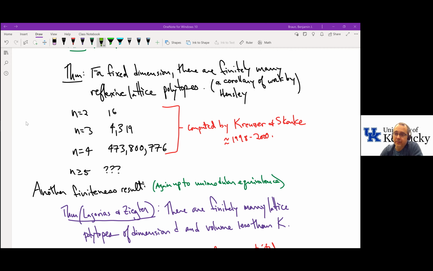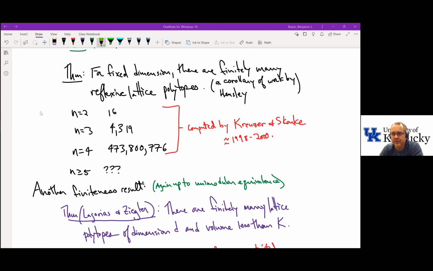Yeah, so there are some that are self-dual, their duals are unimodularly equivalent to themselves. So some of them are not actual pairs. Okay. And this is polytopes, not pairs. Yeah, this is polytopes. Got it.